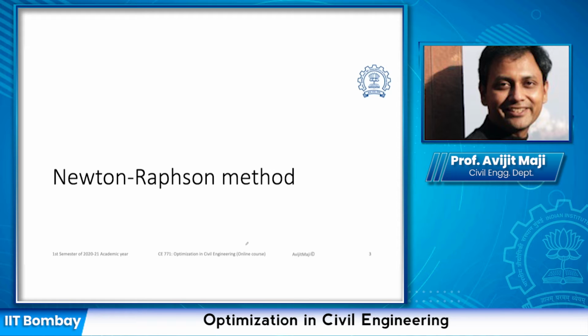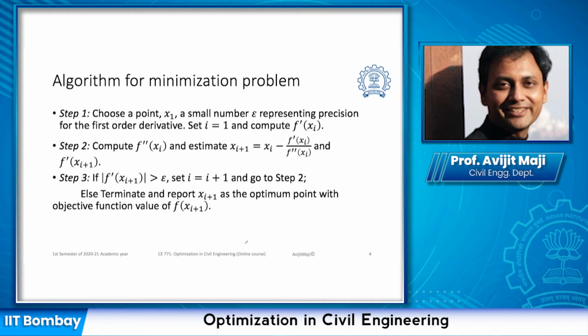It's a very simple method. In this method, we start with the point x1 and decide a small number representing the precision for the first order derivative of the objective function. At this point, we set the counter i equal to 1 and compute the first order derivative at the point which we have obtained. Then we look into the second order derivative at that particular point. Once we find the second order derivative, we can refine the point by the equation which we had discussed in the previous slide.